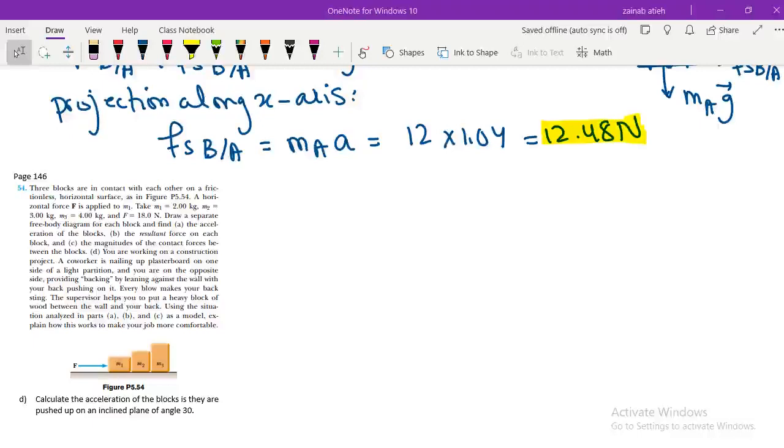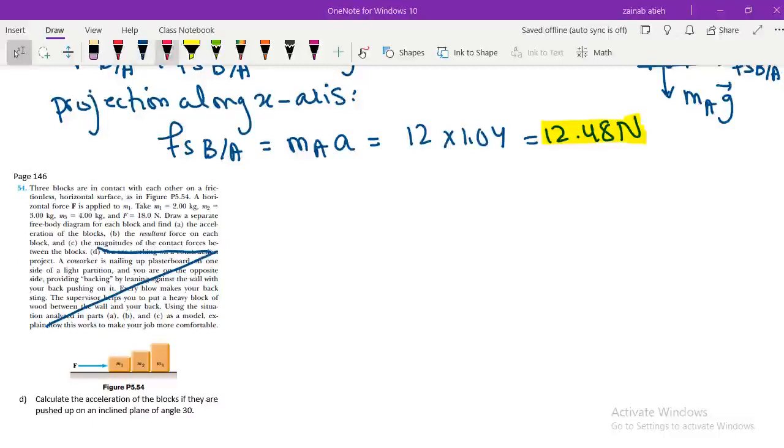Part D, I won't solve it. I will replace it with this part D: Calculate the acceleration of the blocks if they are pushed up on an inclined plane of angle 30 degrees. I will draw a separate free body diagram for each block alone when I'm solving.